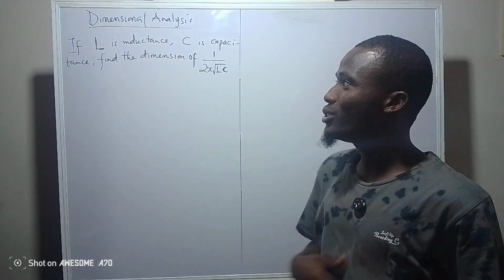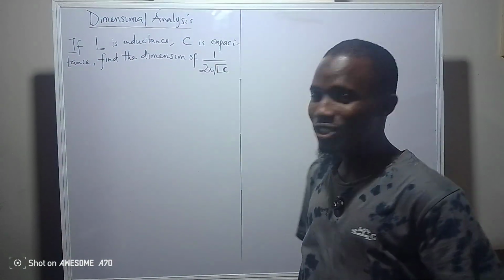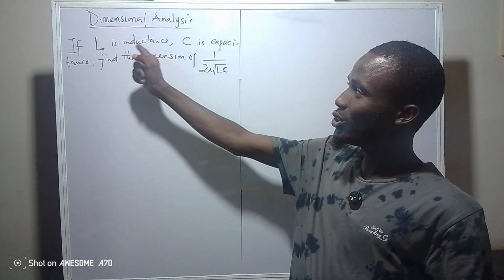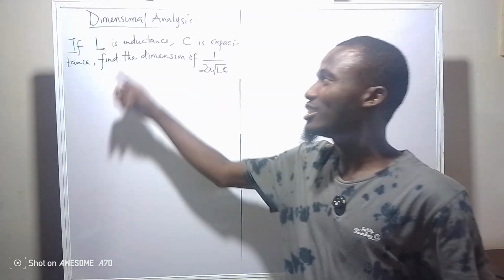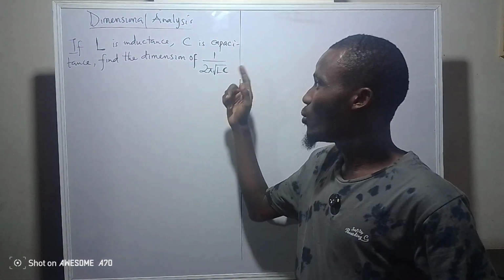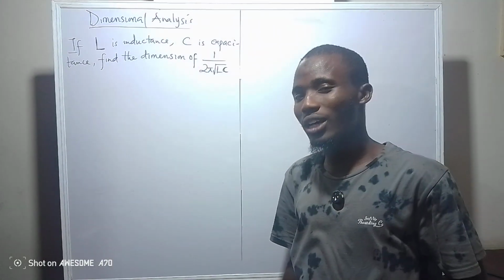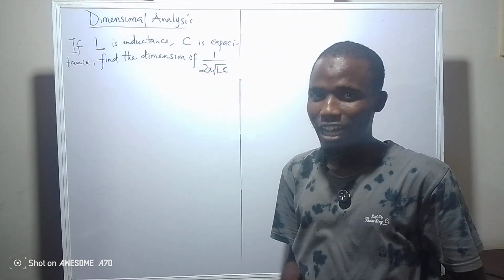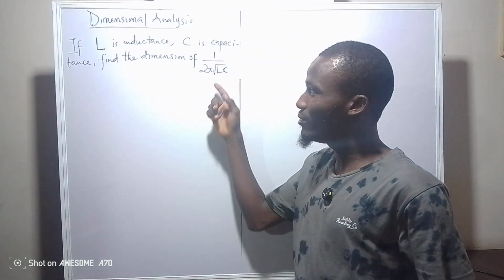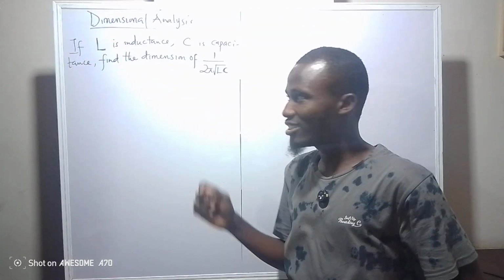So in today's class, we'll be looking at this question here under dimensional analysis. If L is inductance, C is capacitance, find the dimension of 1 over 2 pi root LC. This is the formula you must have come across before. At the end of the class, I am going to give a shortcut to getting the answer.